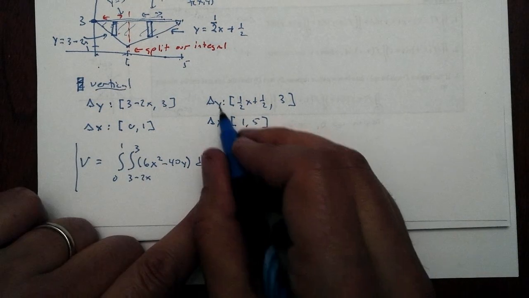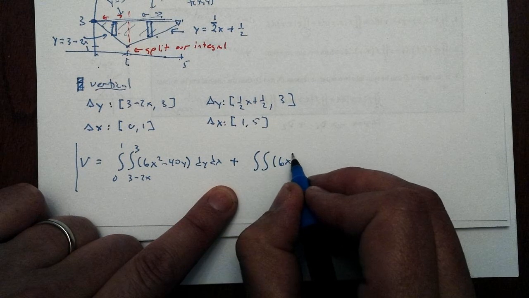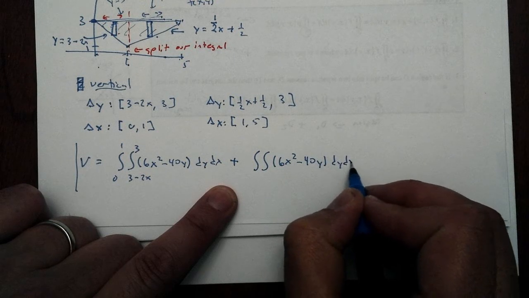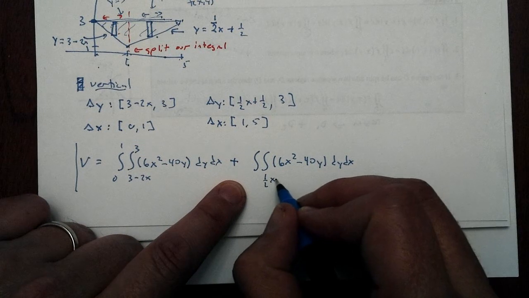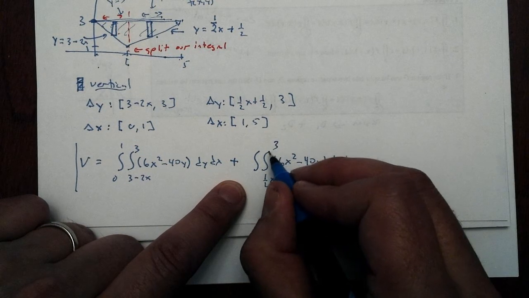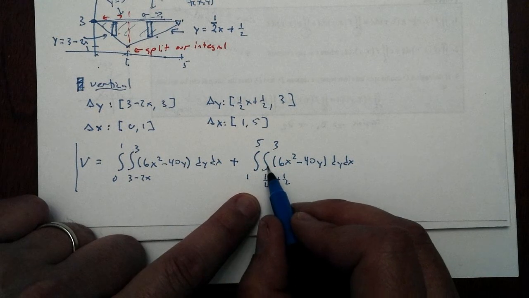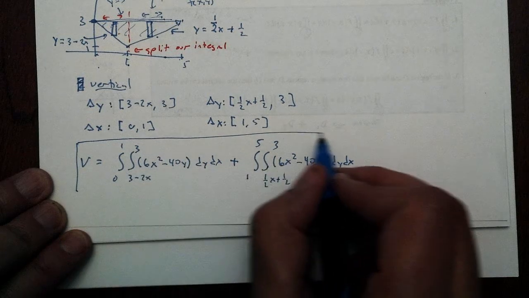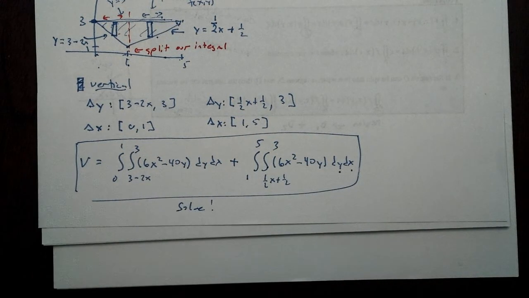Plus, now I'm going to do this one. My double integral, again, 6x squared minus 40y dy dx. Ready? This one goes from 1/2 x plus a half to 3, and then from 1 to 5. Now again, notice the inside domain has to match the outside variable there. And that's what we would get for this one. And of course, you would solve this one.